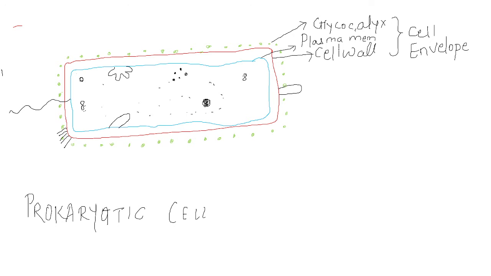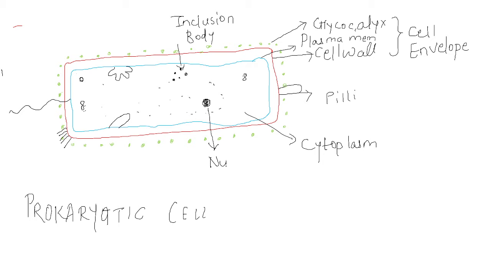Next, this cell is floating in the cytoplasm. In what is the cell floating? In the cytoplasm. This is the pili. Next, these are the inclusion bodies. Now we will see the structure, features, and function of all these in detail. This is a nucleoid. What is in the nucleoid, students? DNA.